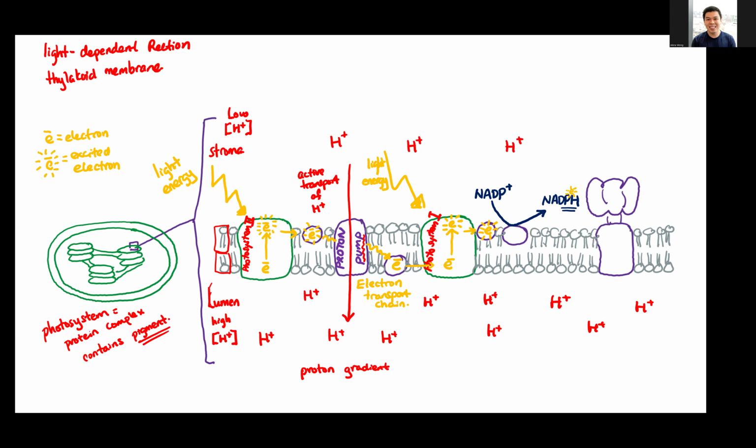So it comes from the NADP plus. There's an oxidized form. It does not have that energized electron. This process happens because of an enzyme called NADP reductase. So there's an enzyme here that transfers the electron to NADPH.